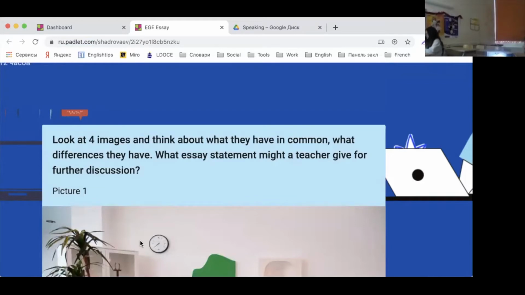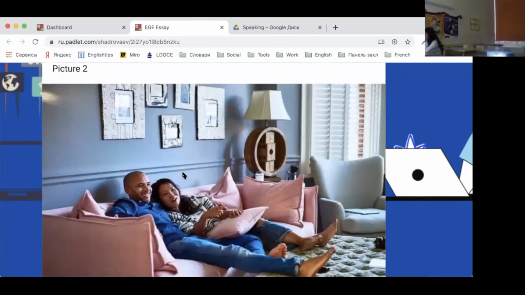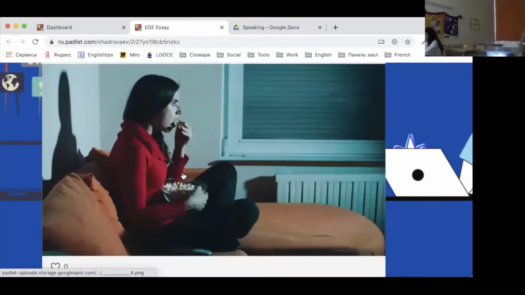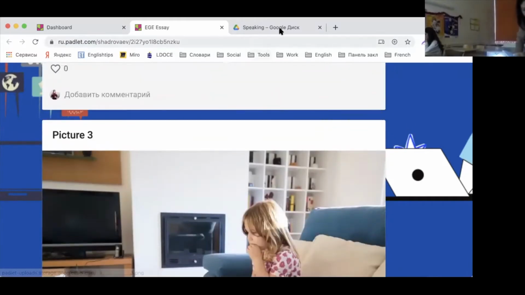Look at these 4 images and discuss with your partner what they have in common, what differences they have, and one more, which is quite important: what essay statement might a teacher give you for further discussion? How these pictures may be related to some essay topics, okay? So stop sharing and you have 2 minutes to talk about similarities, differences.